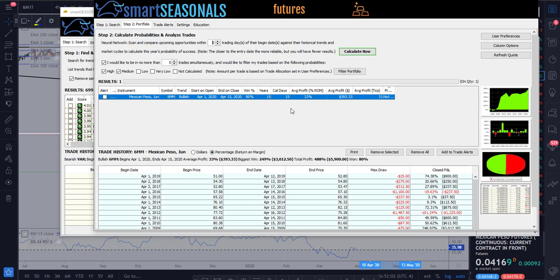It's about a 2-week calendar trade. Average profit's been about 33%. Average profit in dollars has been roughly $400. Each tick is worth $12.50, so that's about 30 to 35 ticks that we would be looking for.